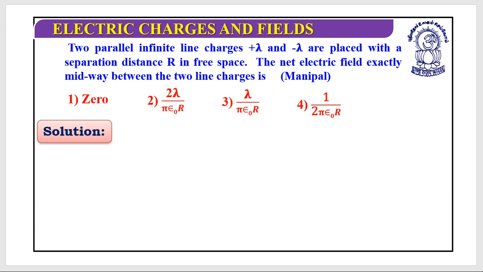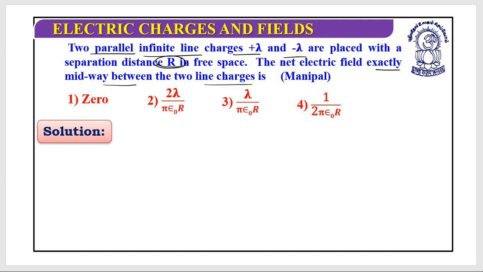Next question. What is given? Go through this very carefully. You yourself must do it. The data is that two parallel and infinite line charges, that is plus lambda and minus lambda, are placed with a separation of distance r in free space. The separation is r. Find the net electric field exactly midway between the two line charges.